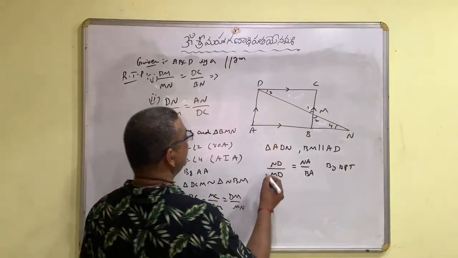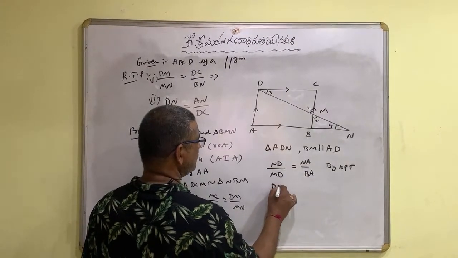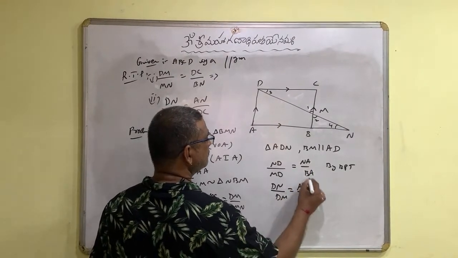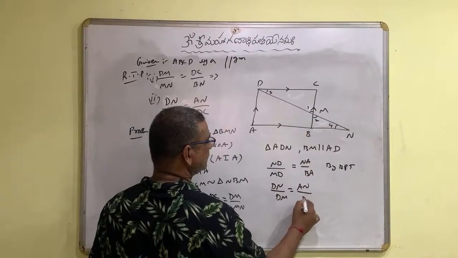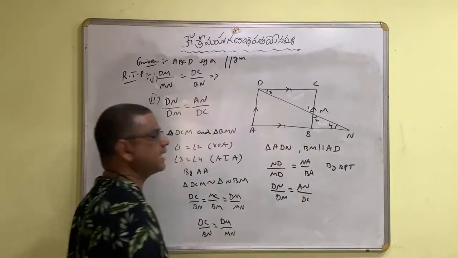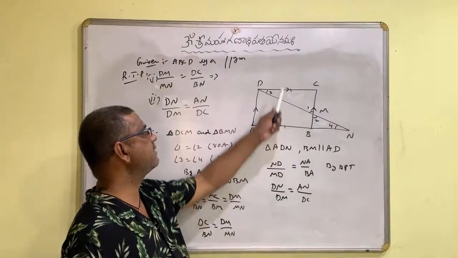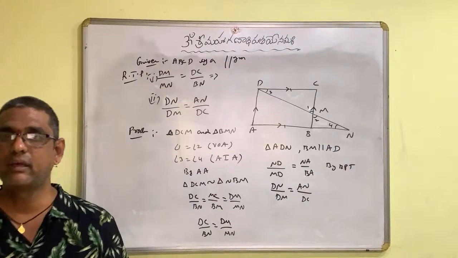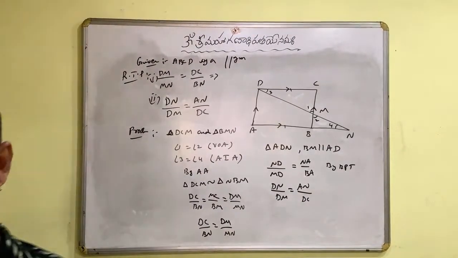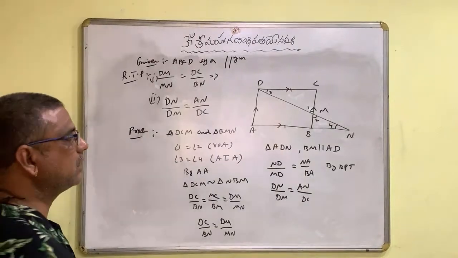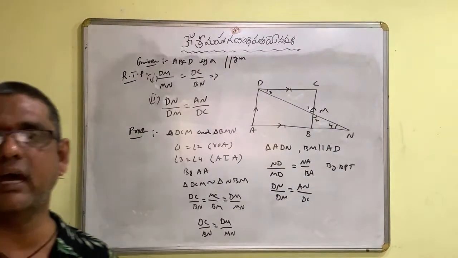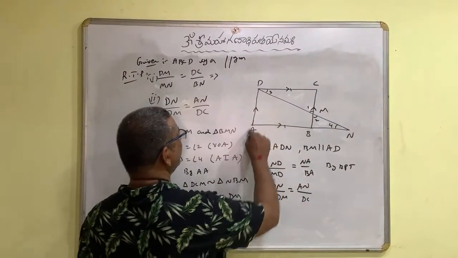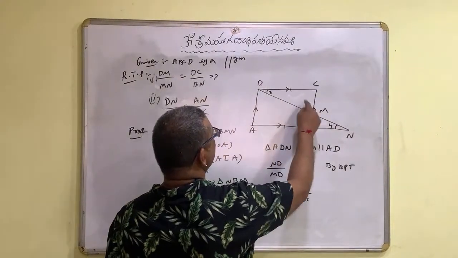Now, ND we can write DN. DN by DM is equal to AN by, instead of AB we can write DC, because in a parallelogram opposite sides are equal. So AN by DC, if we apply basic proportionality theorem. Or we can solve the same problem by using similarity criteria also. How? Consider triangle ADN and DCM.